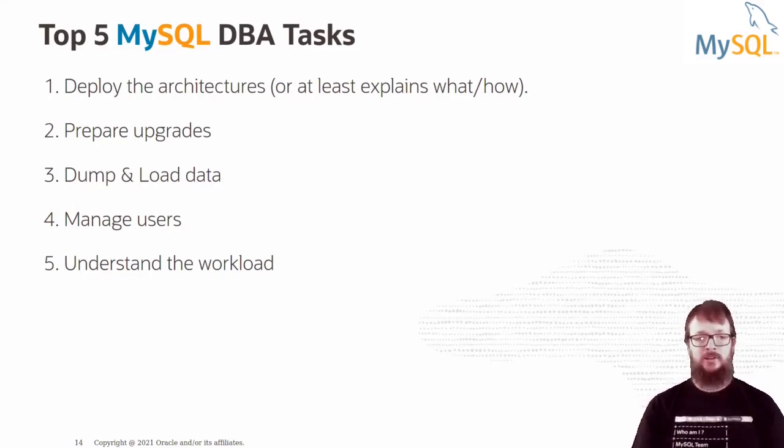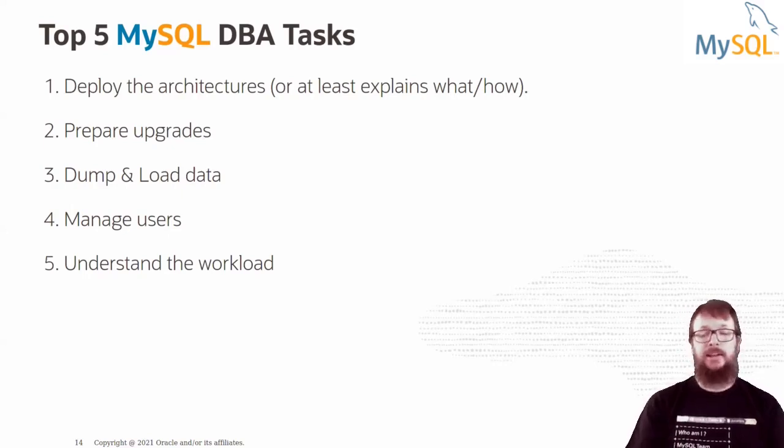The second task is to prepare upgrades. Most of the time, the DBA has to prepare upgrades between versions, right? The third task is to dump and load data. As a DBA, sometimes you are asked, okay, could you copy that data from this host to that host? Could you load that data to test in this development environment? Could you do this and that? I need a copy of the data, a logical copy of this table. Can you help me on that? So the DBA can do that and it is one of the tasks the DBA has to do, right?